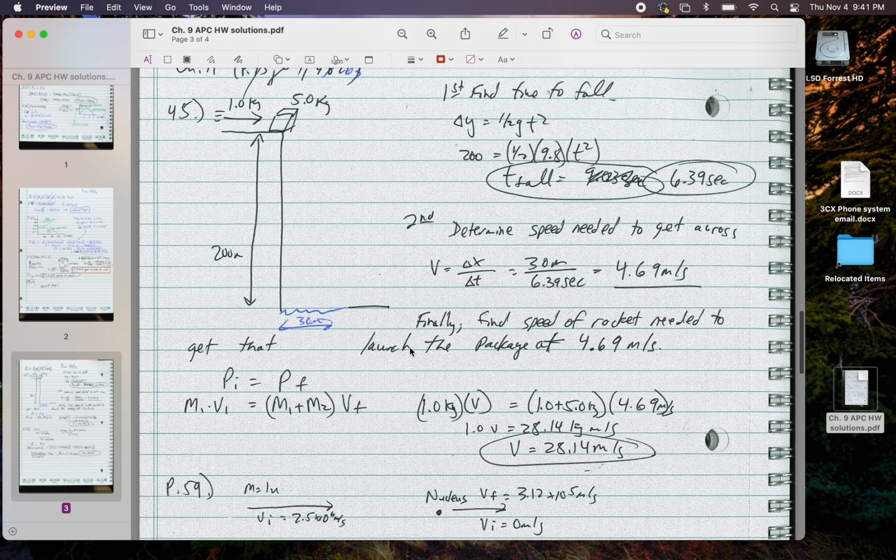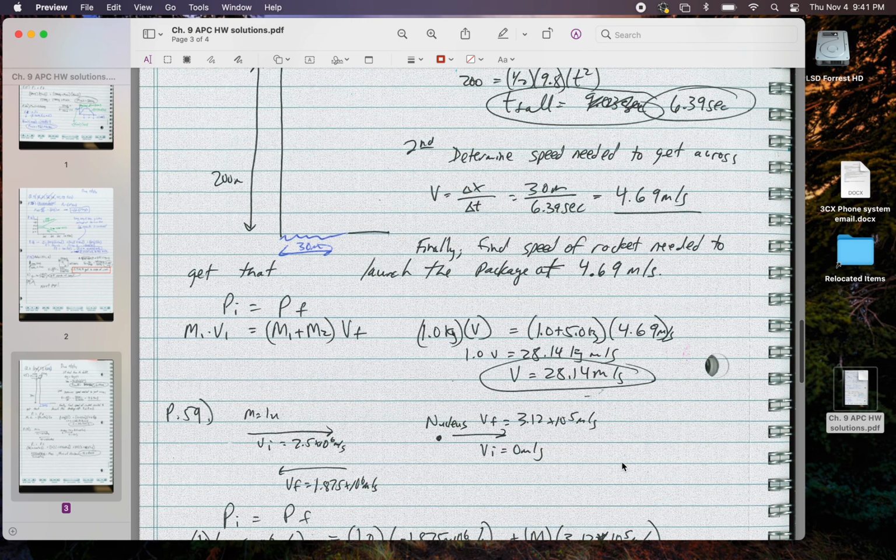Finally, you need to find the speed of the rocket that is going to launch the package at that speed. But you've got to think about the fact that the rocket is going to be embedded in this package, so it's going to be a perfectly inelastic collision. Mass of the rocket times velocity of the rocket equals the total mass of the system times the final velocity. That's how I get about 28 meters per second.